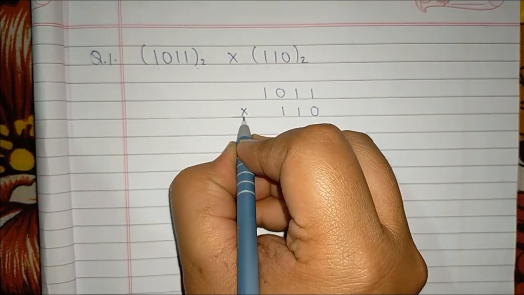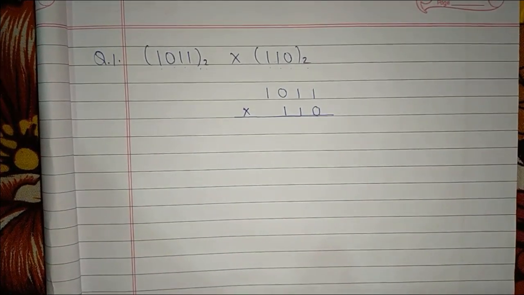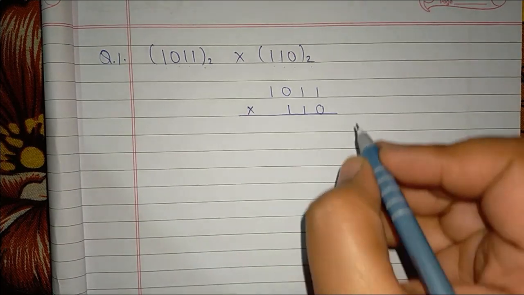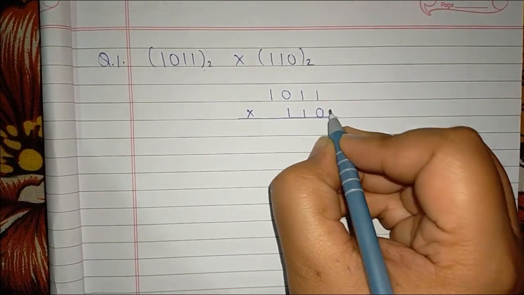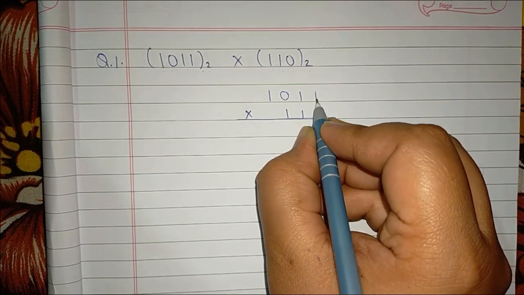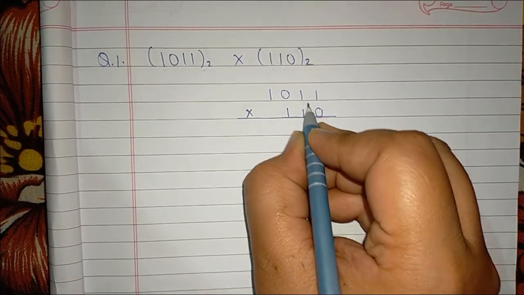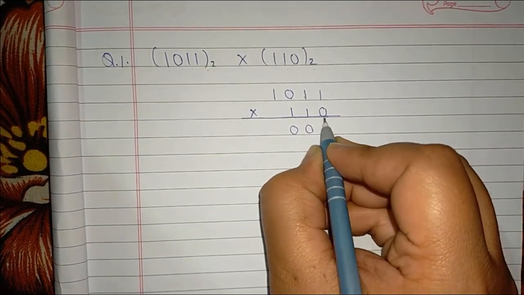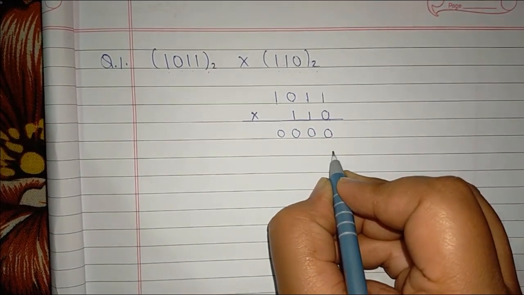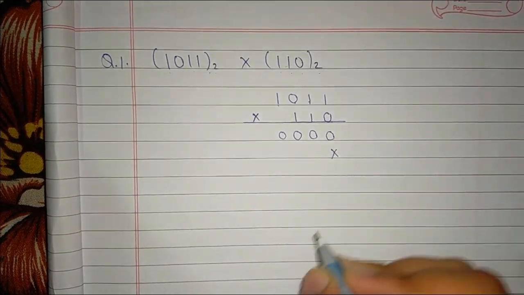Now we have to multiply these numbers by using the simple rules of mathematics. First you have to multiply this above number with this 0. So when you do so, it will be 0 multiplied by 1, 0, 0 multiplied by 1, 0, 0 multiplied by 0, 0, and 0 multiplied by 1, 0. Then over this side you have to put a cross.